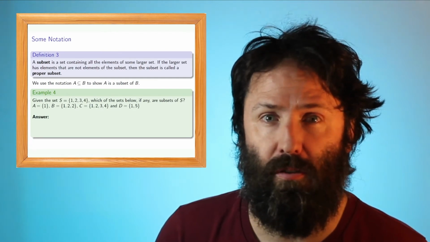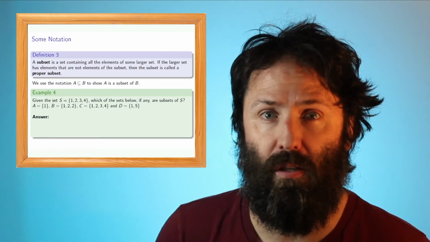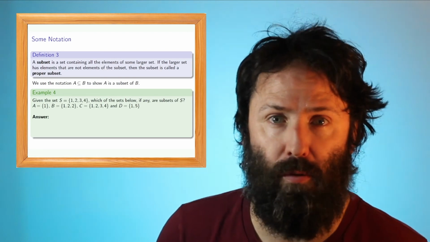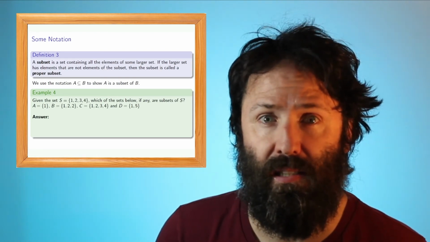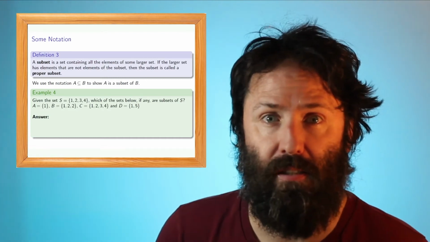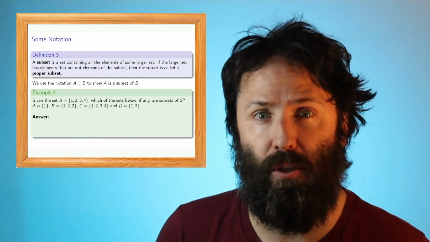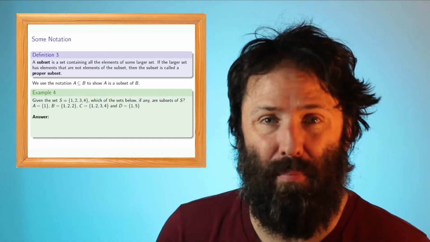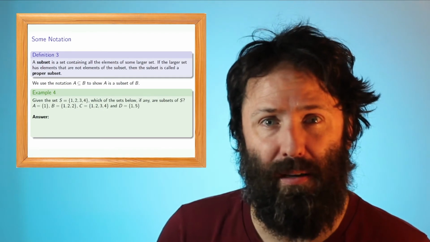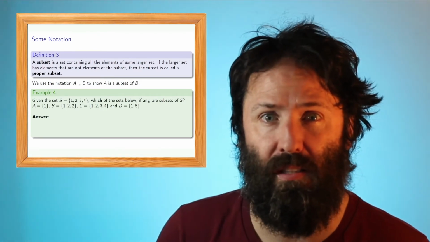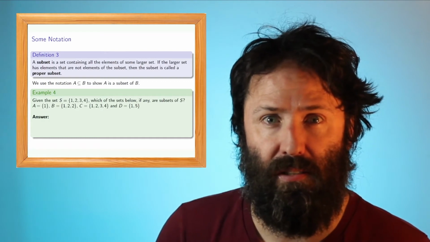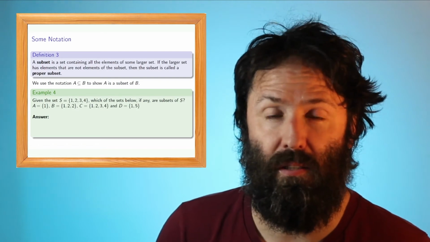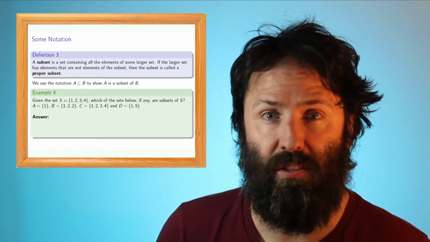B, again, it's got the numbers 1 and 2 in it, and that's it. Nothing else. And the numbers 1 and 2, they're in set S. So it's a subset. Set C has exactly the same numbers as S, so it's also a subset. But this one is what we would call not a proper subset. So A and B, they're proper subsets because they contain part of S, but they don't contain everything in S, whereas C contains everything in S, so it's not a proper subset. And it's an important point that a set can be its own subset.